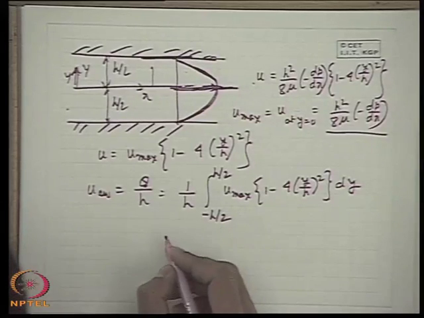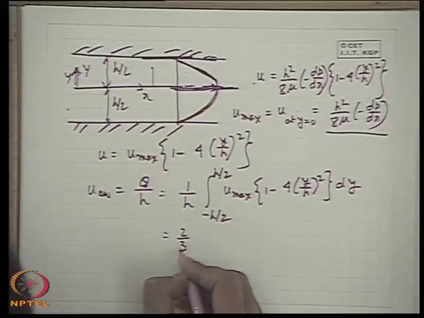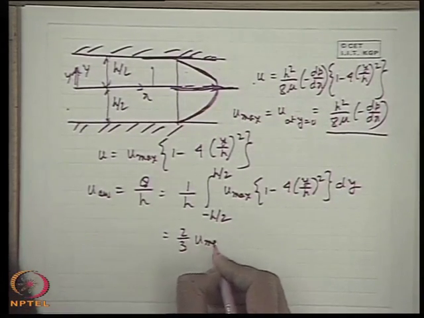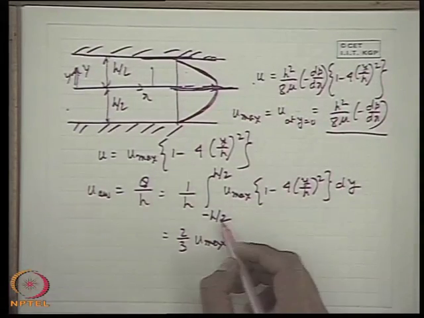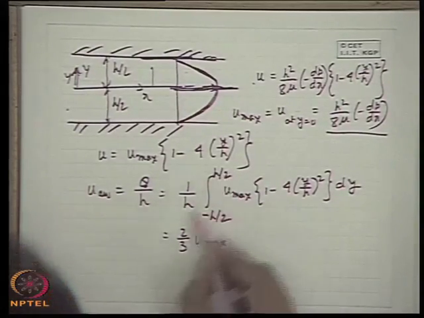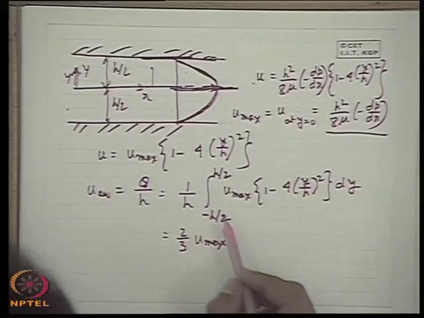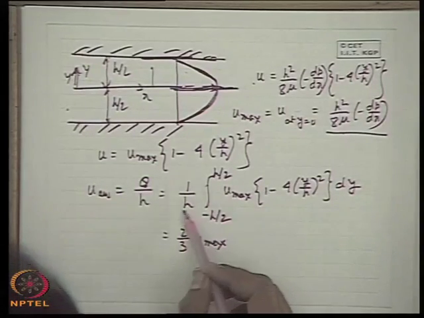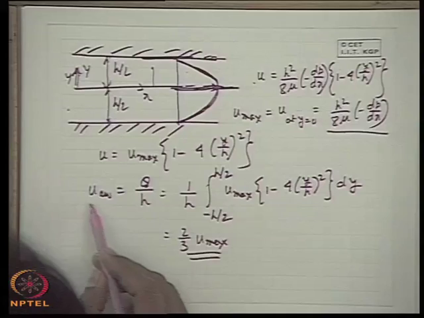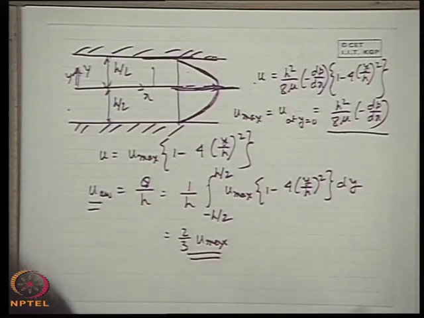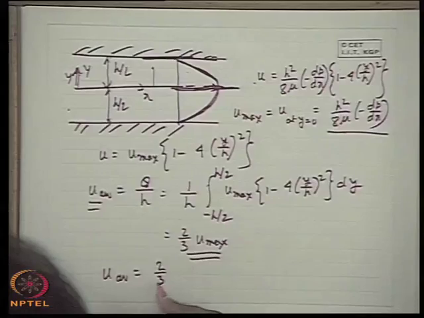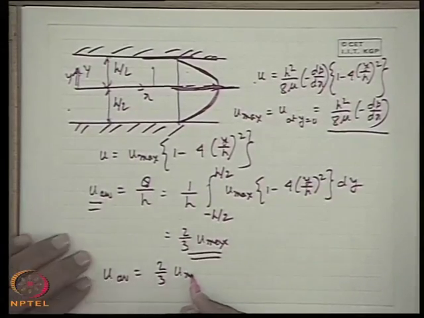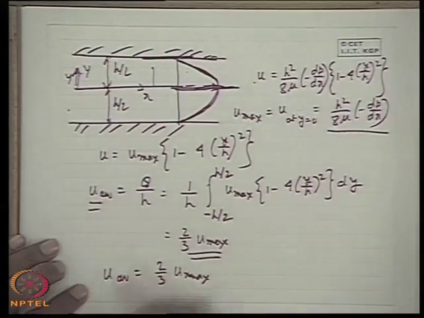If you do so, you will see that it will be coming 2/3 u max. That means you take u max outside of the integration and you perform this integration from minus h by 2 to h by 2. Then it will be coming 2/3, h will cancel. So, ultimately, you will find u average is 2/3 of u max. So, u max is given by this expression.